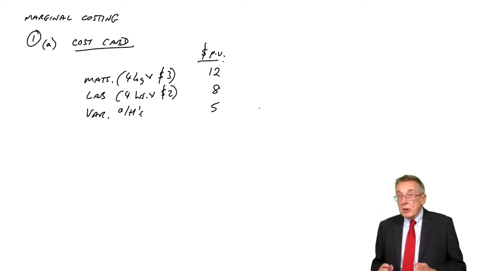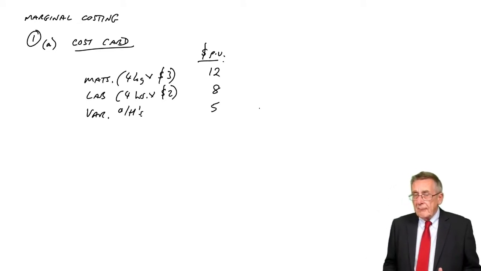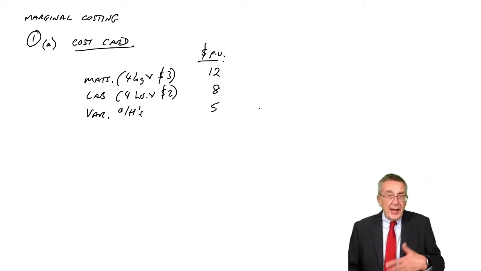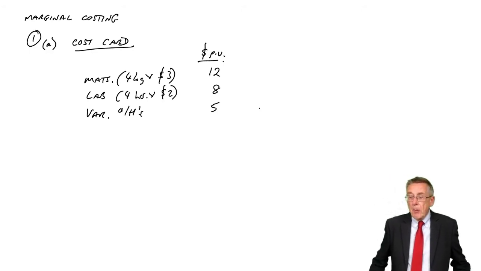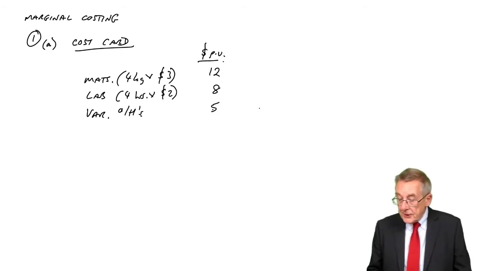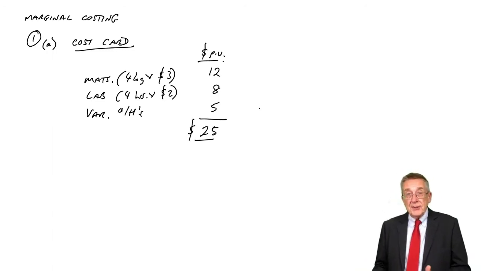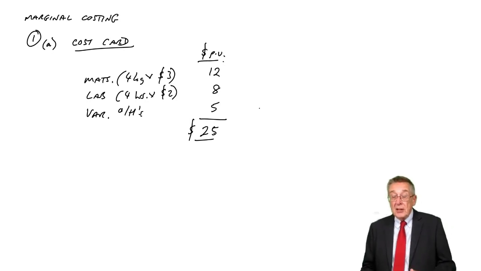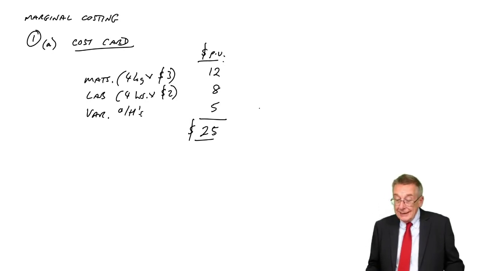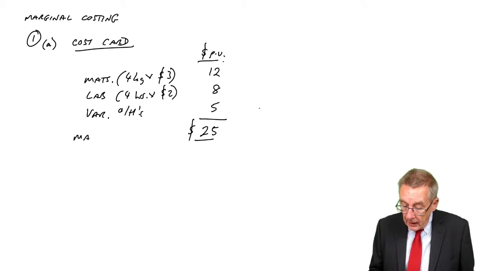Now with marginal costing, we stop there. All right, there are fixed overheads, but that's where the problem occurred last time. With marginal costing, we value the units themselves at the variable costs, and that's what marginal means. Marginal means variable. So there is the marginal cost per unit.